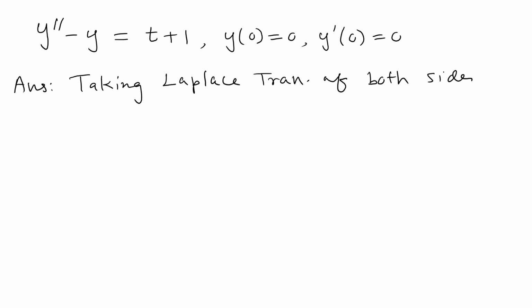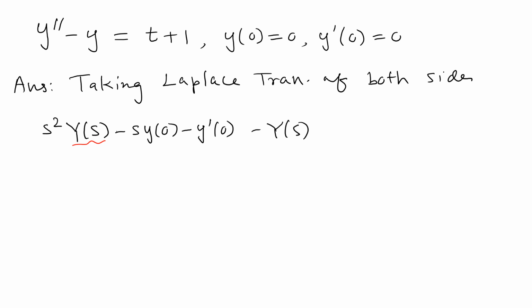Taking the Laplace transform of both sides, from the first term we have s squared Y(s). Y(s) is the Laplace transform of y(t), the solution, and then minus s y(0) minus y prime(0). And from the second term, we simply have minus a Y(s). So Y(s) is the same Y(s). And on the other side, the first term is t, which means it is 1 over s squared.